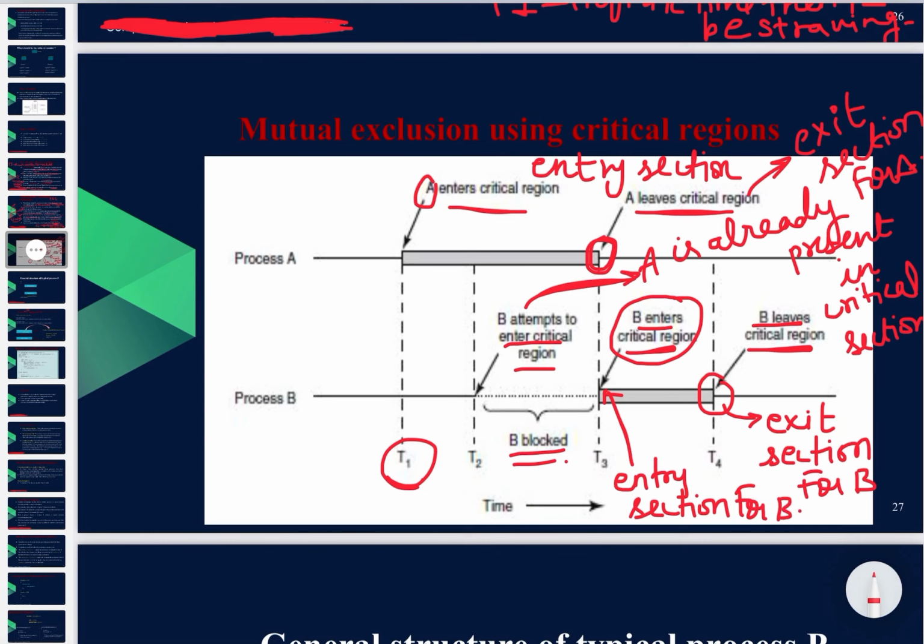So first we saw that A enters the critical region, B is not allowed to enter. Why? Because A is still present in the critical region. A will leave the critical region at this point. When A leaves the critical region, only then is B allowed to enter. And if you see where A is leaving, immediately B is allowed without any delay, as soon as A leaves. And then B leaves the critical region. This is nothing but mutual exclusion using critical region.